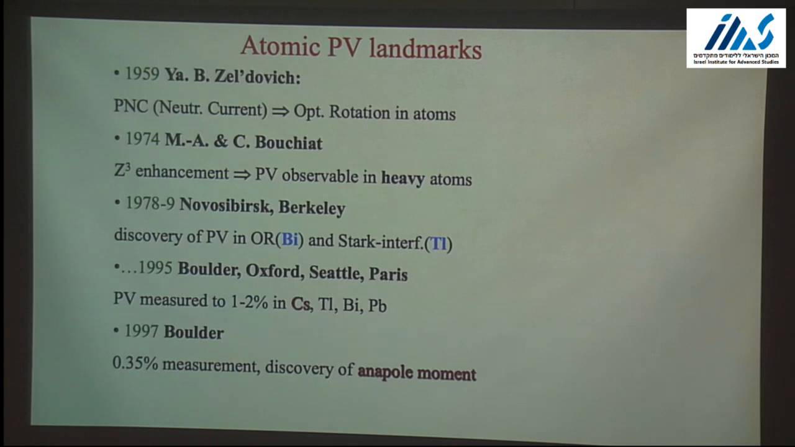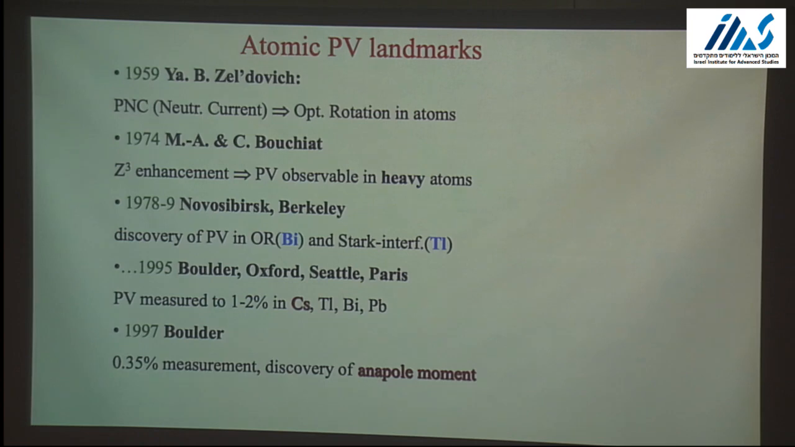Okay, the next thing that he needed to do was to calculate the magnitude of the effect. And as any reasonable person would do, Zeldovich decided to calculate it for hydrogen. He did the calculation and came to a rather pessimistic conclusion that the rotation angle should be, I don't remember exactly, 10 to minus 16 radian or something per absorption length. And he said that he doesn't see any way to do this.